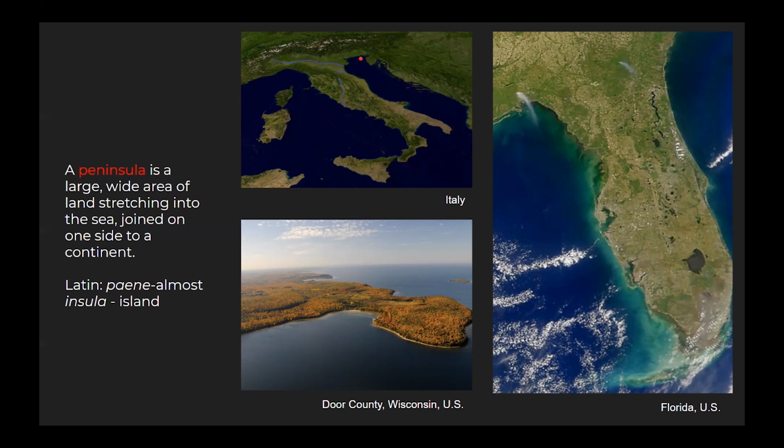So again, a peninsula is a large, wide area of land stretching into the sea, joined on one side to a continent. And the Latin roots of the word peninsula are the word pene, meaning almost, and insula, meaning island. So I like to think of the peninsula as being an almost island. If it weren't for just this one little spot here, we would have an island.